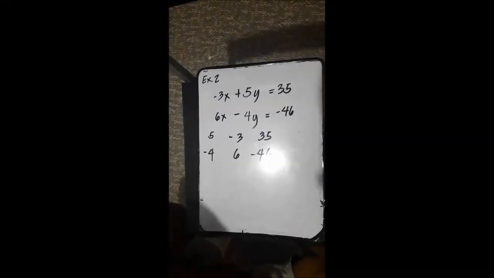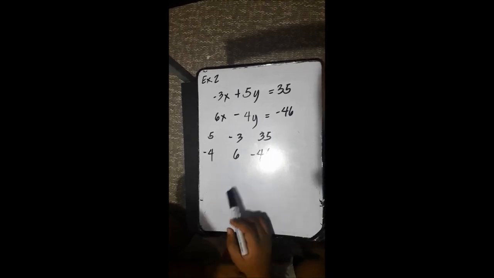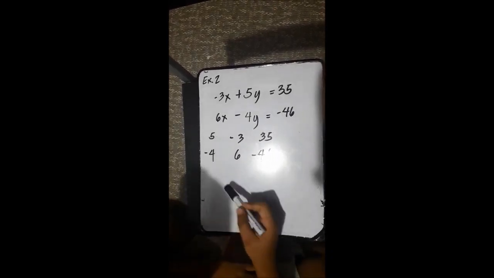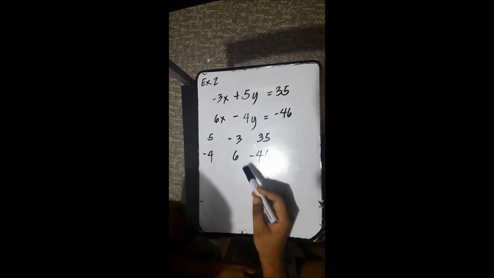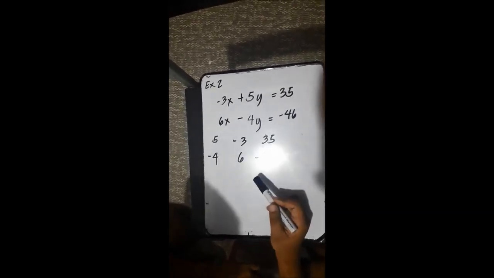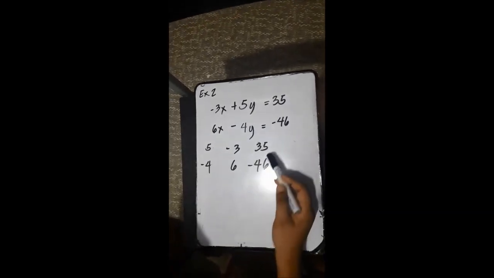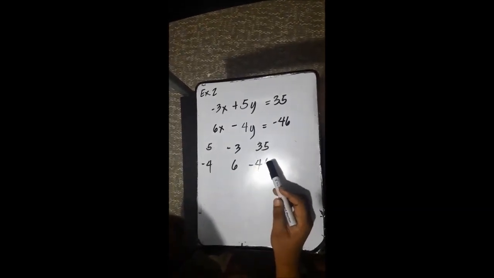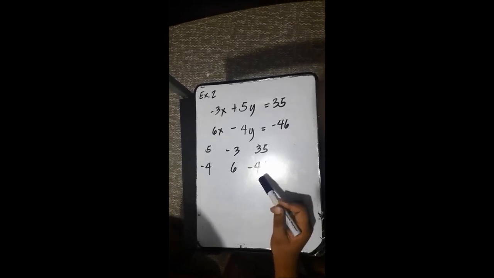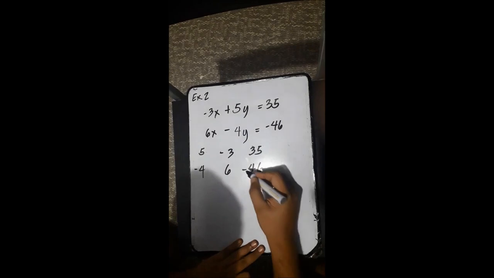For y, I'll be rearranging the coefficients. So I'll put the coefficients of y at the far left. So I have here 5 and negative 4, and the coefficients of x here in the middle. So I have here negative 3 and positive 6, and still I'm going to copy the constants. So 35 and negative 46, and doing the same cross multiplication.